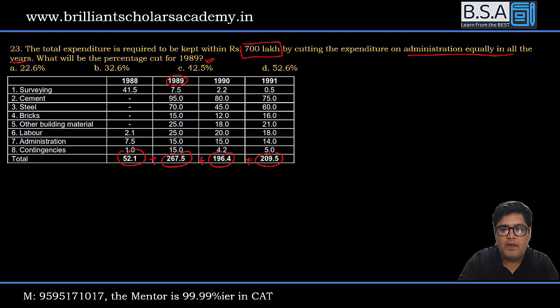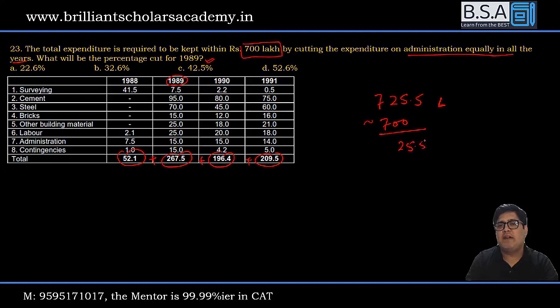52.1, 267.5, 196.4, and 209.5. So total cost turns out to be this value, 725.5 lakhs. We want to bring it down to 700 lakhs. So we must cut down how much cost? 25.5 lakh we must cut down.